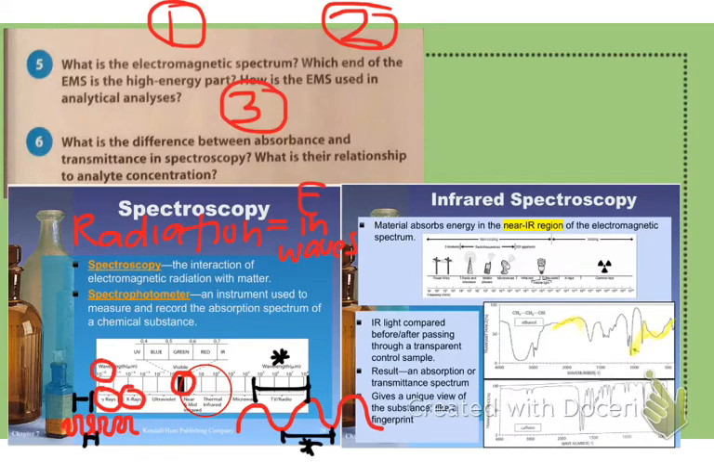Okay, so that's 1 wavelength. Our higher energy is going to be on the right side in this picture. Our lower energy is going to be on the left side. And when we're talking about higher and lower energy, we're talking about wavelength.